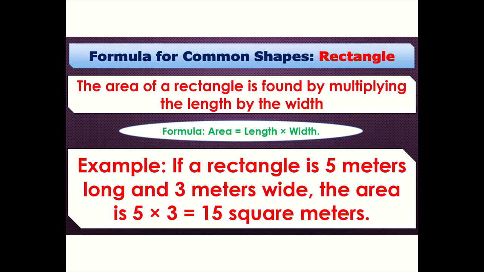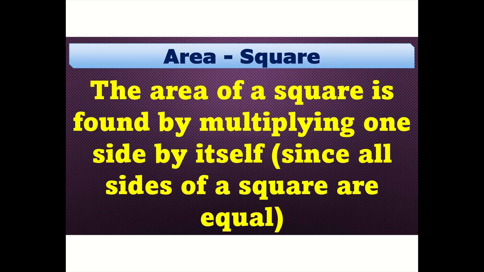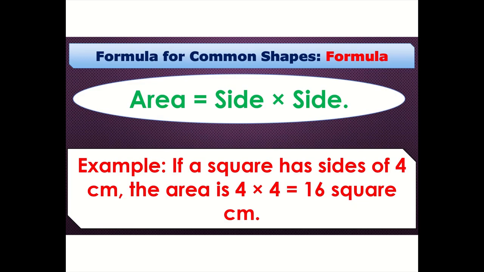Square. The area of a square is found by multiplying one side by itself, since all sides of a square are equal. Formula: area equals side times side. Example, if a square has sides of 4 centimeters, the area is 4 times 4 equals 16 square cm.